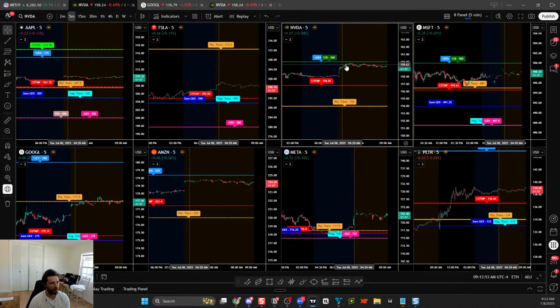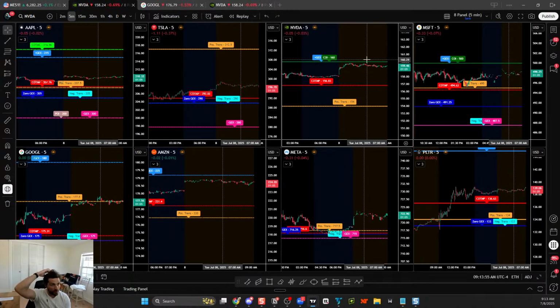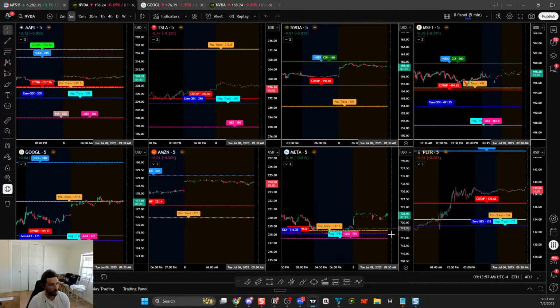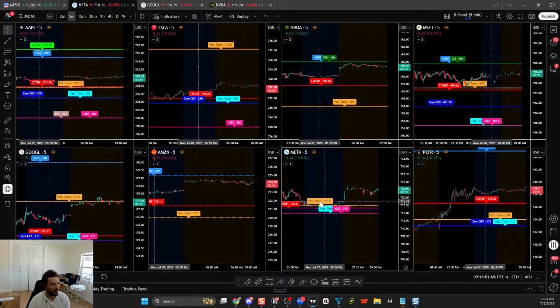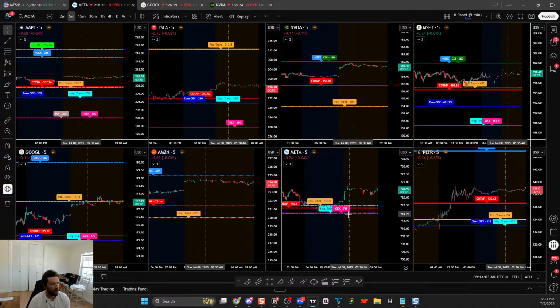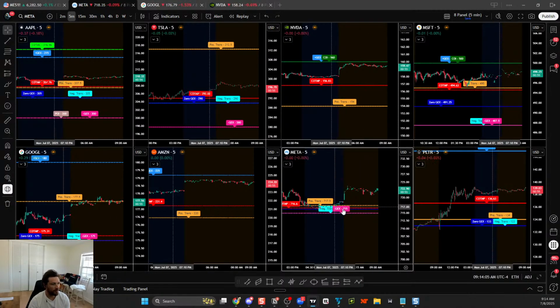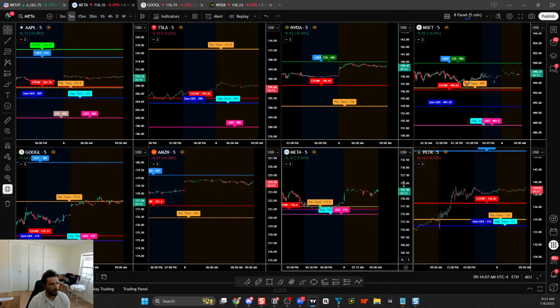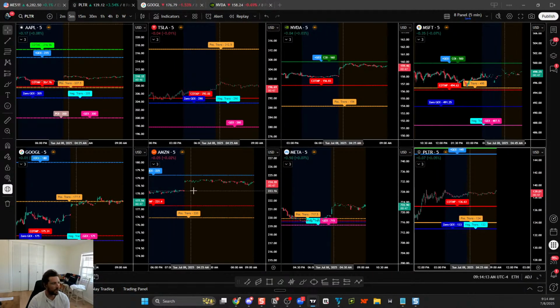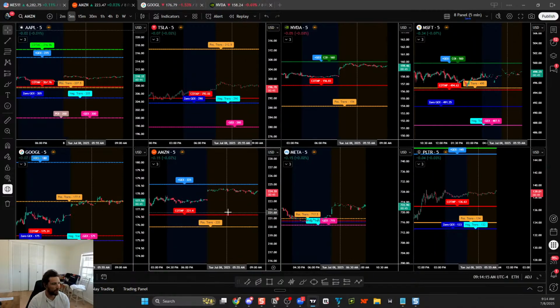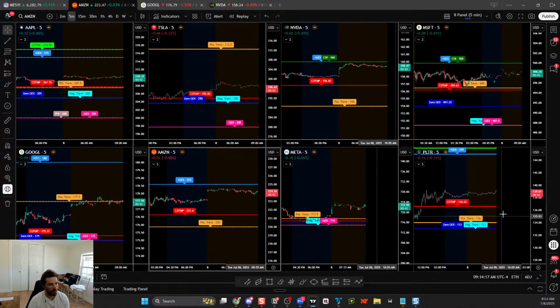Nvidia bumping up against 160, which is plus GEX and COI, so the move there has been done. Meta had a lot of interaction with P-Trans in the overnight session, which is 715 to 717.50. So maybe we get a retest of that, then a push higher. That would be a potential entry there. Palantir, not much. Amazon is up at plus GEX pretty much, so not much to do there.